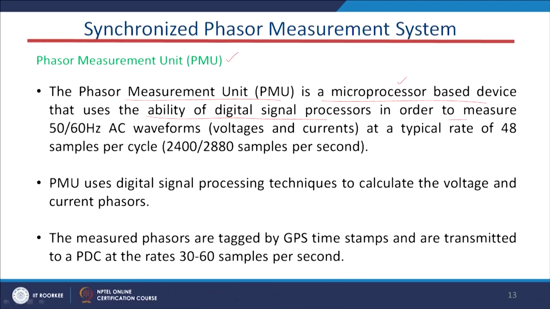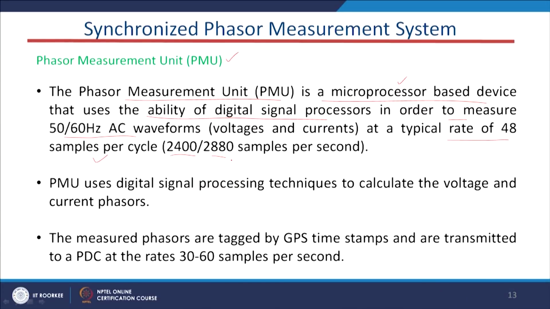In order to measure the 50 or 60 hertz AC waveforms of the voltage and current, it measures at a typical sampling rate of 48 samples per cycle, or 2400 or 2880 samples per second. The PMU uses digital signal processing techniques to calculate the voltage and current phasors. We have already discussed that we use the discrete Fourier transform, which is a phasor estimation technique. Due to that, the voltage and current phasors are estimated inside the PMU.